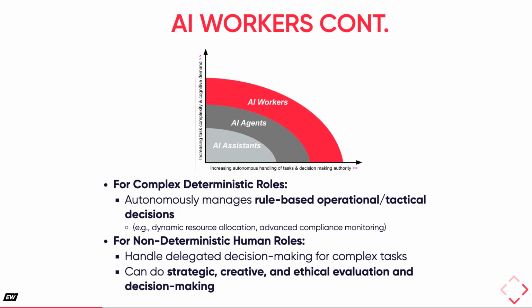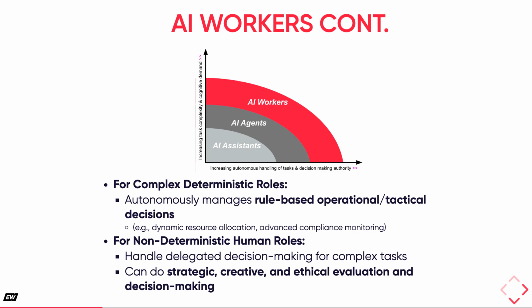For complex deterministic roles, AI workers can take the reins, fully managing very complex functions that require significant rule-based or even tactical decisions. They become the accountable managers in charge. Sometimes they might even manage other sub-AI agent systems. Imagine advanced compliance monitoring that not only flags issues, but also initiates corrective action. But their power extends further.